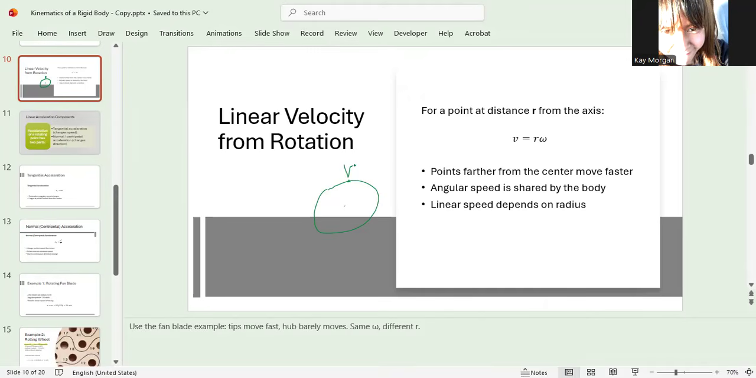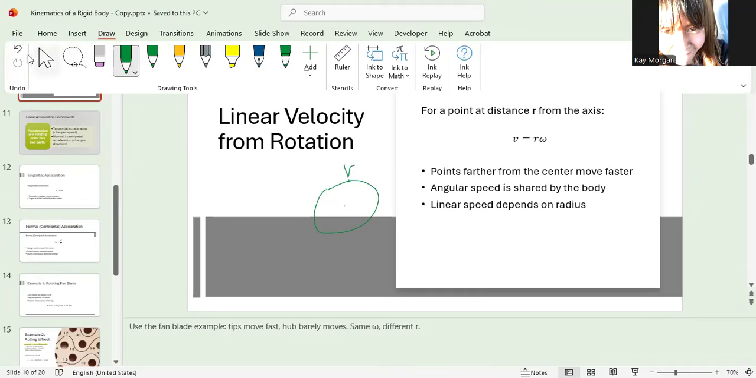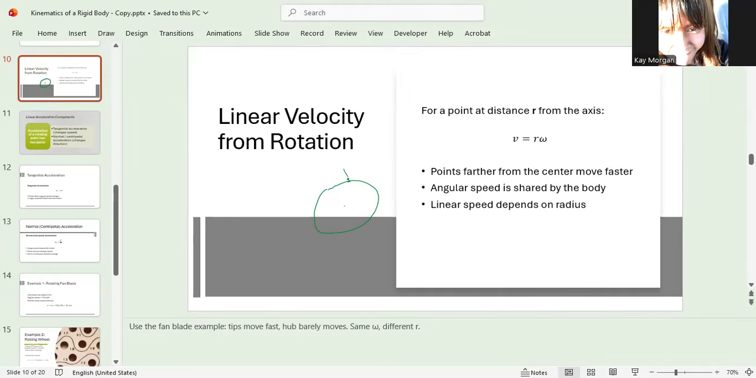This is R. It looks a little bit not like an R, so let me make this a little bit better. This is R, a little bit difficult to write. So that's a distance R from the axis of rotation. Here is your axis of rotation, and the distance is R right here.